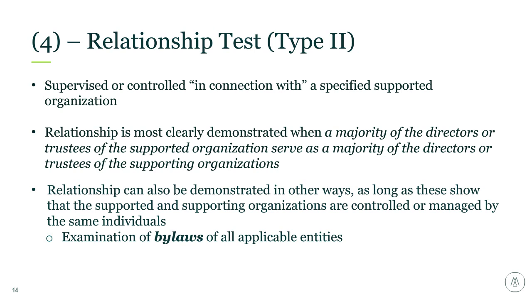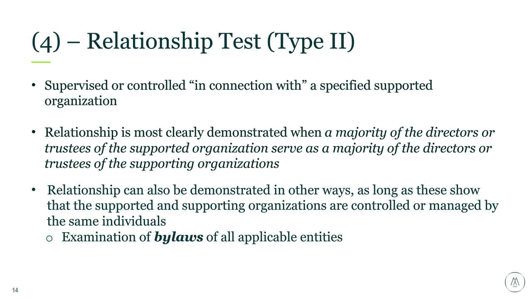But in general, a Type 2 relationship is one in which the supporting organization is supervised or controlled in connection with a specified supported organization. Now, as we mentioned before, these organizations are more akin to brother-sister entities with a common parent, as opposed to the parent-subsidiary relationship characterizing Type 1 relationships.